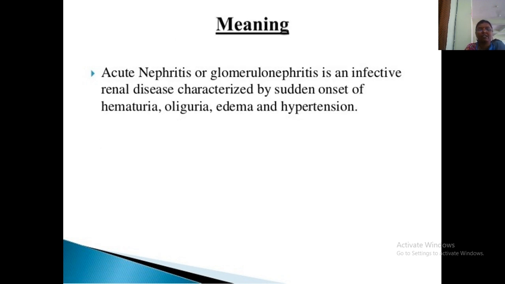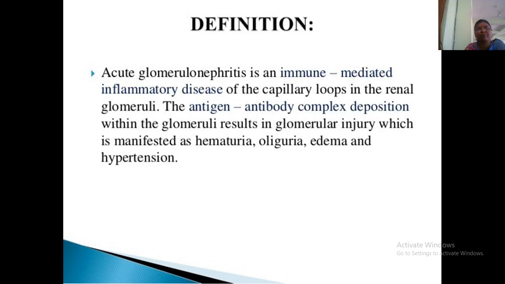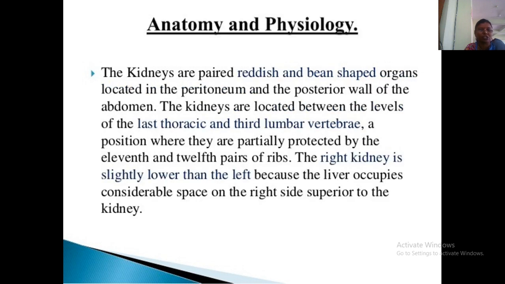Next, meaning. Acute nephritis or glomerulonephritis is an infective renal disease characterized by sudden onset of hematuria, oliguria, edema, hypertension. Definition: it is an immune-mediated inflammatory disease of the capillary loops in the renal glomeruli. The antigen-antibody complex deposition within the glomeruli results in glomerular injury, which is manifested as hematuria, oliguria, edema, hypertension.